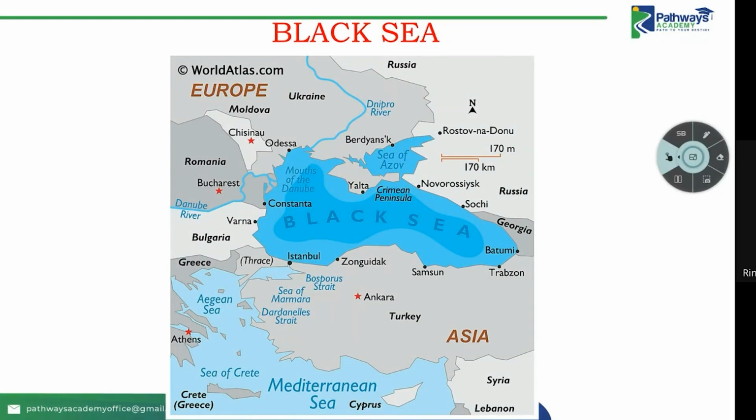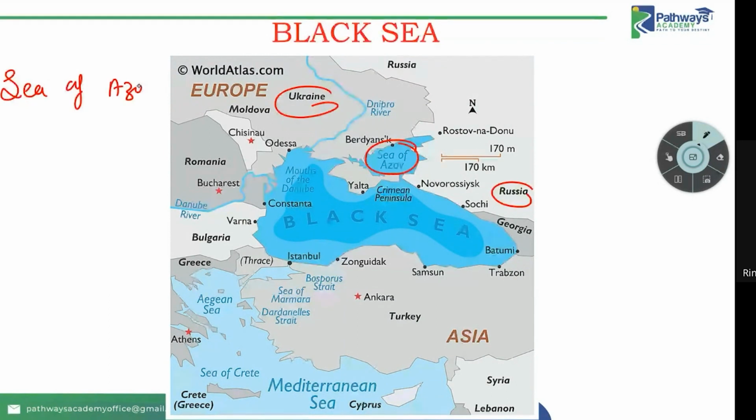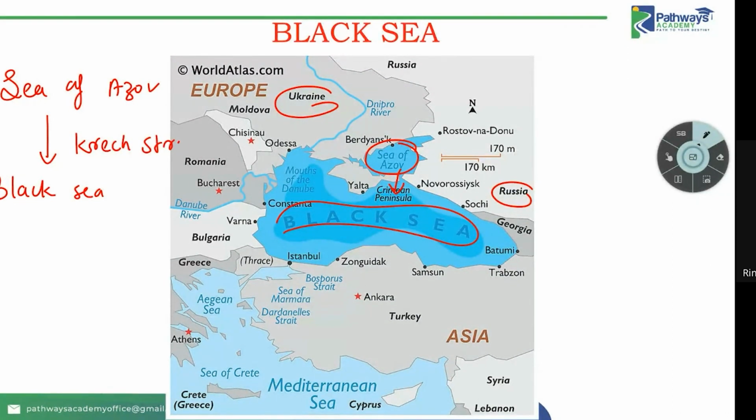Between Ukraine and Russia, there is a small sea that is known as the Sea of Azov. This Sea of Azov is connected to the Black Sea. Here you can see a small strait that connects the Sea of Azov and the Black Sea. That strait is known as Kerch Strait.